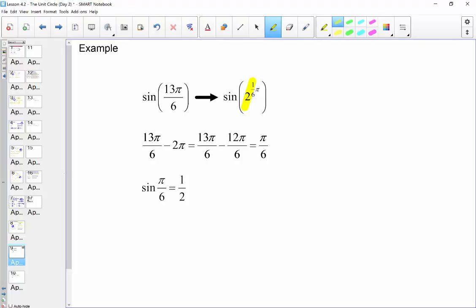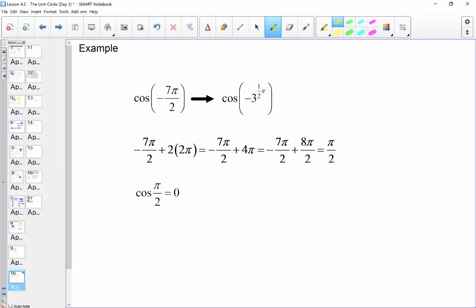So let's do that. We start with 13 pi over 6, subtract 2 pi. Using a common denominator of 6, we have 13 pi minus 12 pi over 6 equals pi over 6. So now, if we evaluate the sine of pi over 6, that will be equal to the sine of 13 pi over 6 because they're coterminal angles. And the sine of pi over 6 is 1/2.